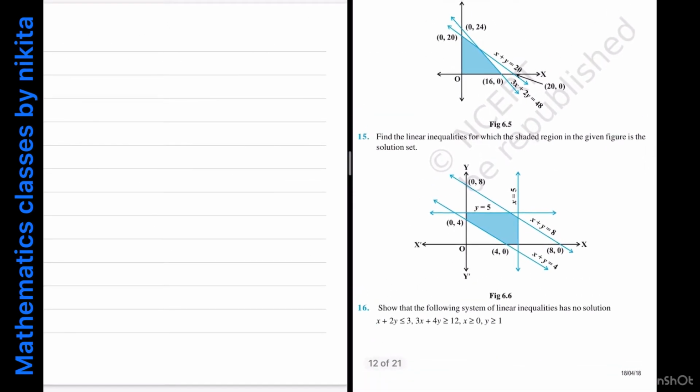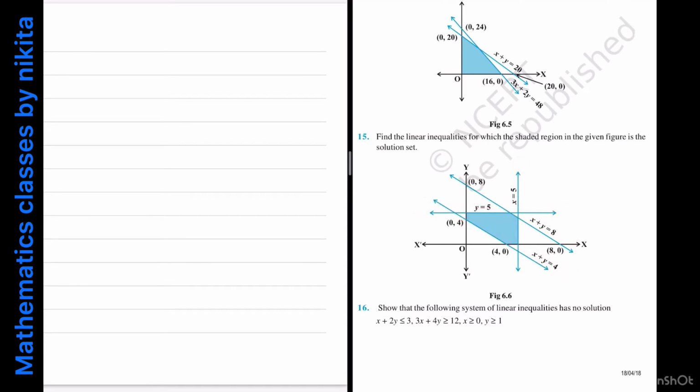Question number 15 says, find the linear inequalities for which the shaded region in the given figure is the solution set. You can see that a shaded region is given, and you have to find the set of inequalities for which the shaded region is basically the solution set. Now you can see that this shaded region is formed by the inequalities of four lines. One is this, one is this, one is this, and one is this.